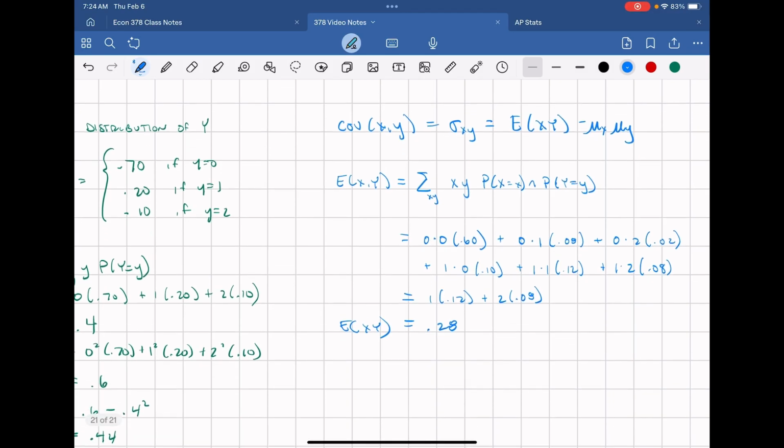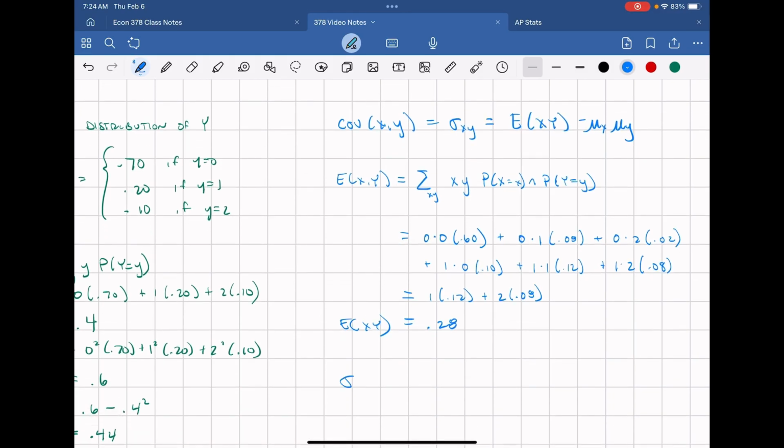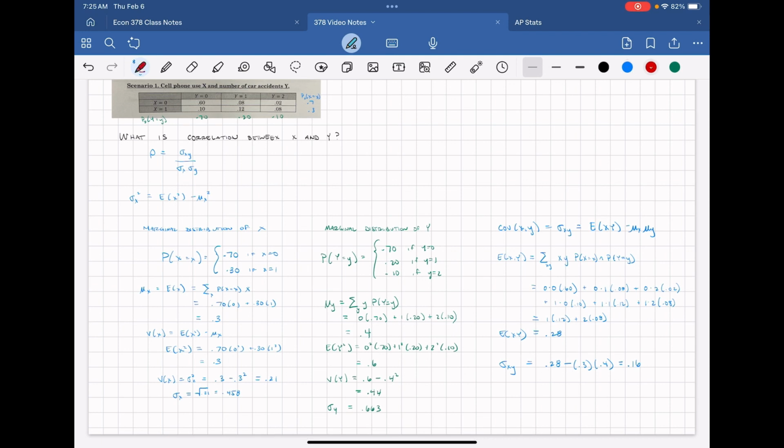Well, now I can plug this into my equation. So the covariance of x and y is equal to the expected value of xy, which is 0.28, minus the average of x, which we found to be 0.3, times the average of y, which we found to be 0.4, and then we solve this, and this is now 0.16. And so now we found the key parts of what we're looking for. We found the standard deviation of x, standard deviation of y, and the covariance of x and y.